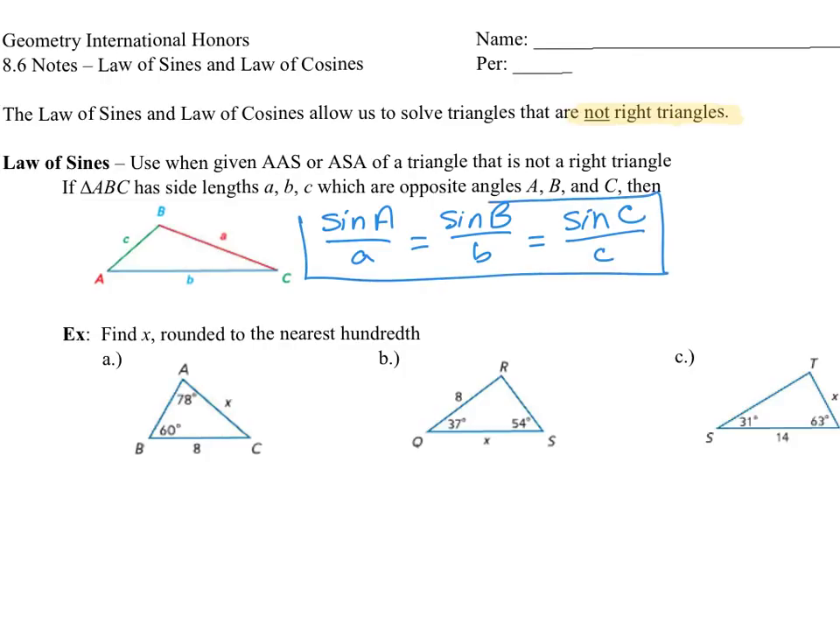So that's our law, and you'll notice that what that does is it sets three ratios equal to each other. So to solve a problem like we'll do in just a minute here on example A, we would just pick two of these ratios, set them equal to each other, and then we'd have a proportion we can solve.